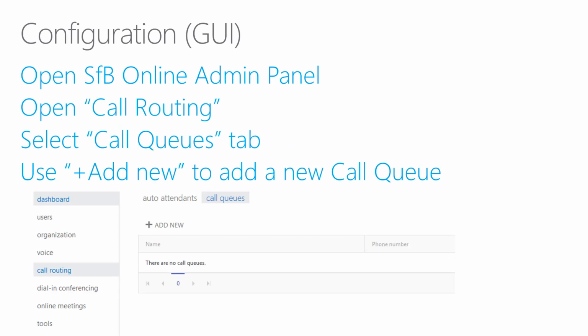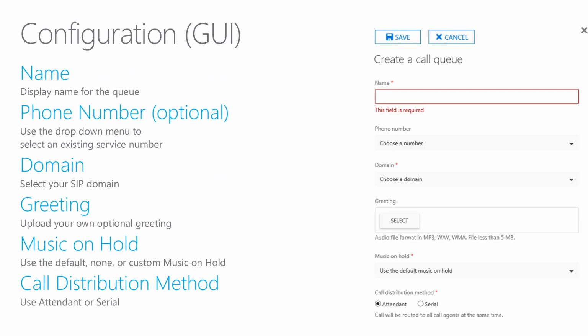So to configure this, go to Skype for Business Online, open call routing, select call queues, and click on plus add new to add a new call queue. When creating this new call queue, you can set a display name, you can set a phone number if you want to, or you can just use SIP routing. Select your SIP domain as a domain and upload your greeting if you need one.